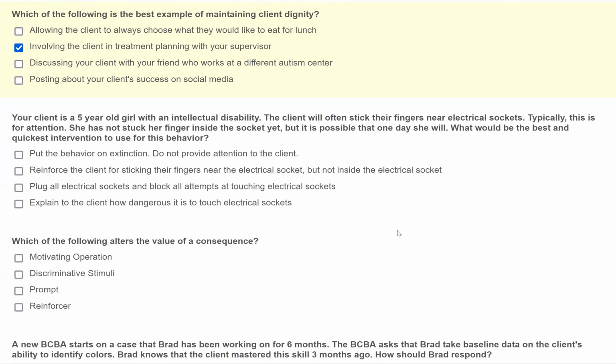What do we know? We know the client sticks their fingers near electrical sockets, and it's for attention. Immediately, you're thinking, all right, if I want to put a behavior for attention on extinction, I'm not giving it attention, right? But if we read on, it says she has not stuck her finger inside the socket yet, which is great, but it is possible that one day she will. That changes everything. Now this is a real safety issue, right? This is a real problem if our client might stick their finger in an electrical socket.